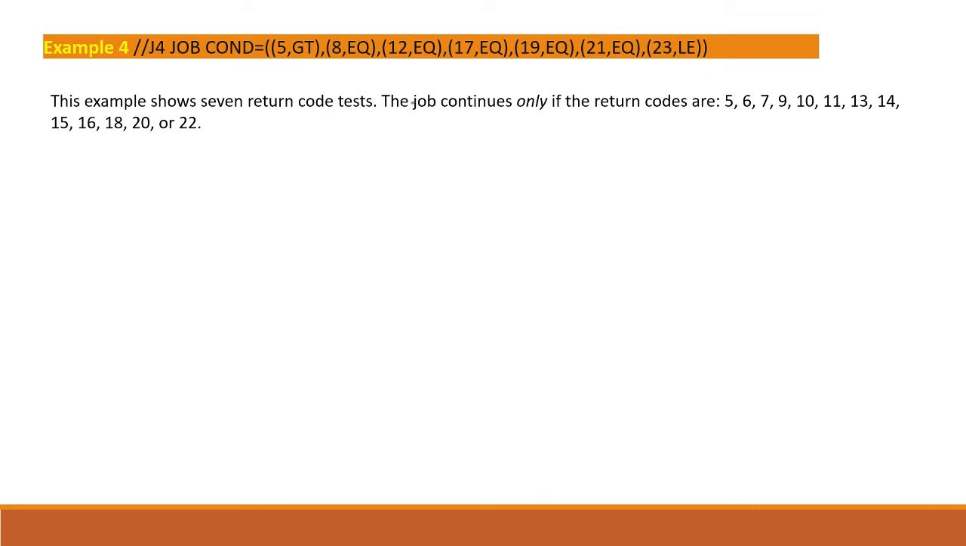Like we have examples for the job card, where it has the condition code here: 8 greater than, 8 equal to, 12 equal to, 17 equal to, 19 equal to, 21 equal to, 23 less than or equal to. The job continues only if the return codes are 5, 6, 7, 9, 10, which means for these it becomes true. For the others, it becomes false.